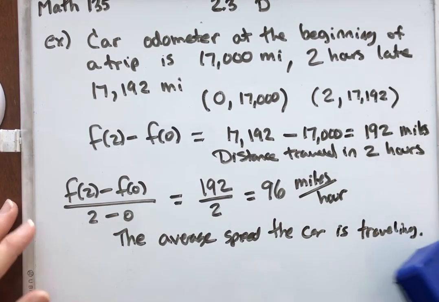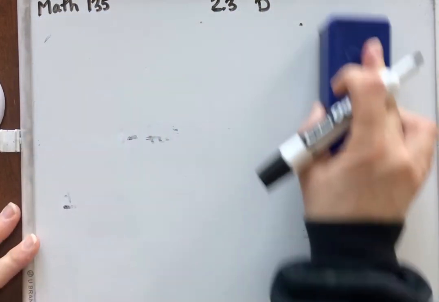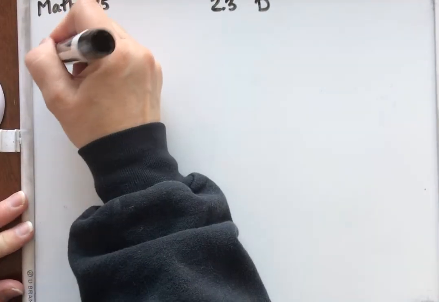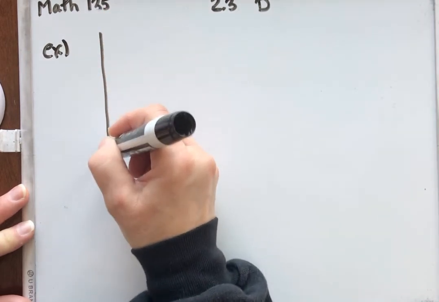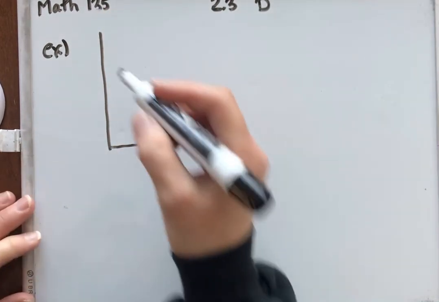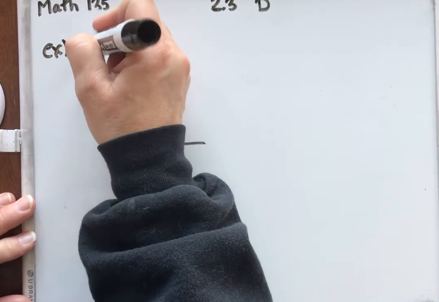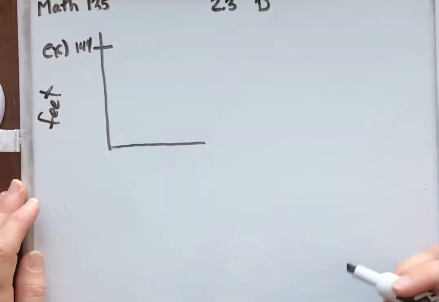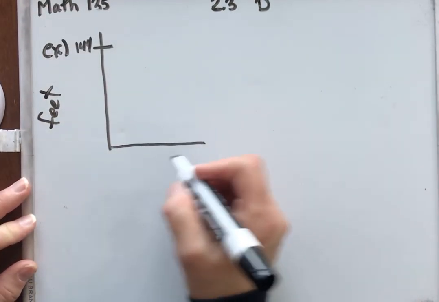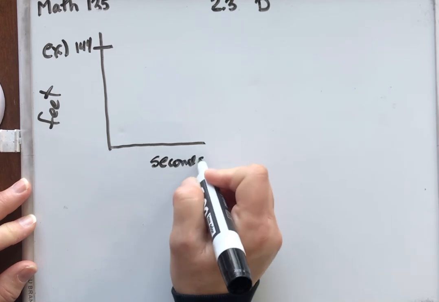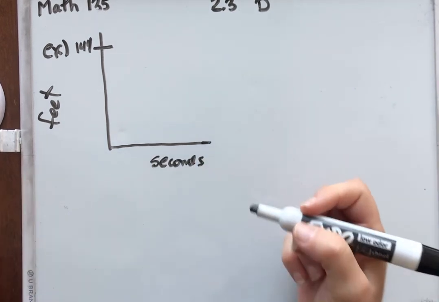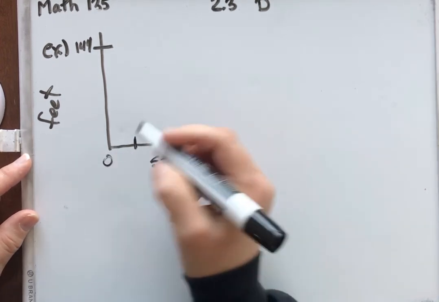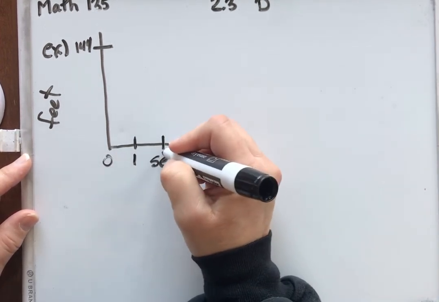Okay, let's do another one. We have 2 more and we're done with 2.3. So here's another example. Draw this with me. We're going to throw a rock off a cliff that's 144 feet high. So this is feet over here, and we're going to make seconds the time on the horizontal axis. So here we have 0, 1, 2 seconds.